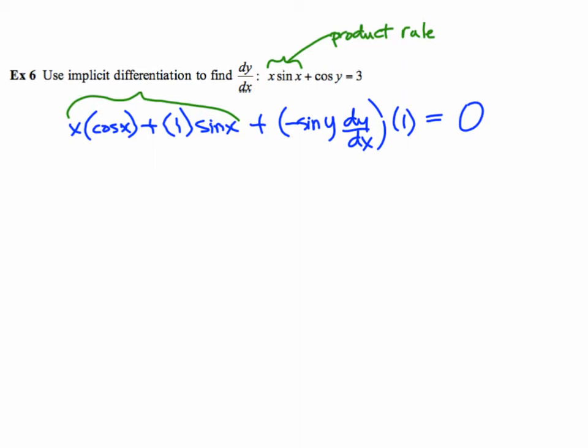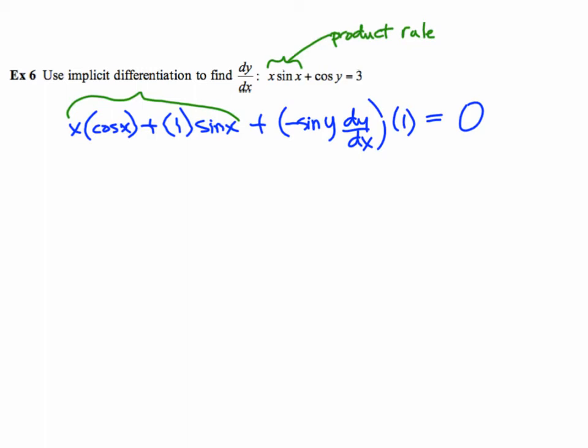So for the product rule, leave the first term, take the derivative of sine x, which is cosine x, plus the derivative of the first term, so the derivative of x is 1, leave the second term of sine x. So you can see I've put a bracket there in green. That is the product rule of the first part.